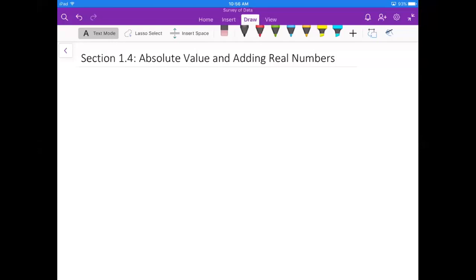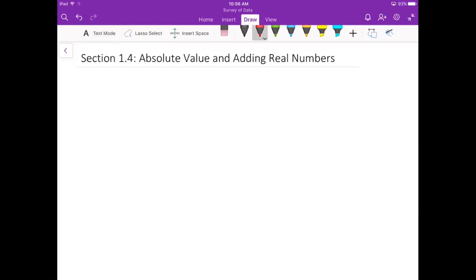The main topic in this section is how we add numbers when we start talking about negative numbers. Negative numbers and positive numbers together can sometimes get confusing. So we want to review what we do to add real numbers when we have those negatives and positives coming together. Before we do that, we want to review just what a negative number is and what absolute value is, because we're going to use the concept of absolute value to add these real numbers together.